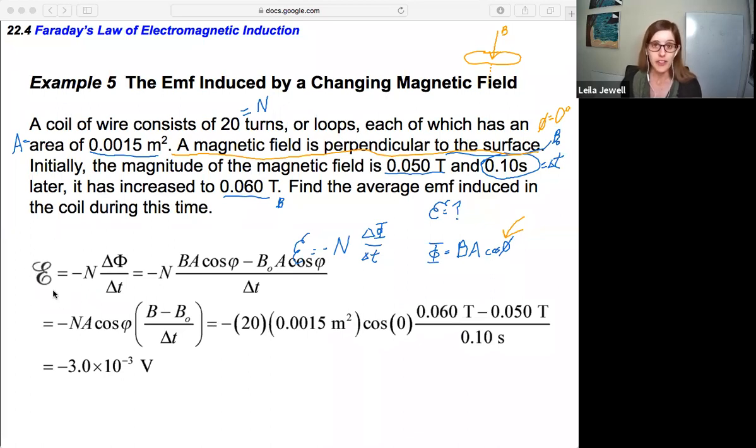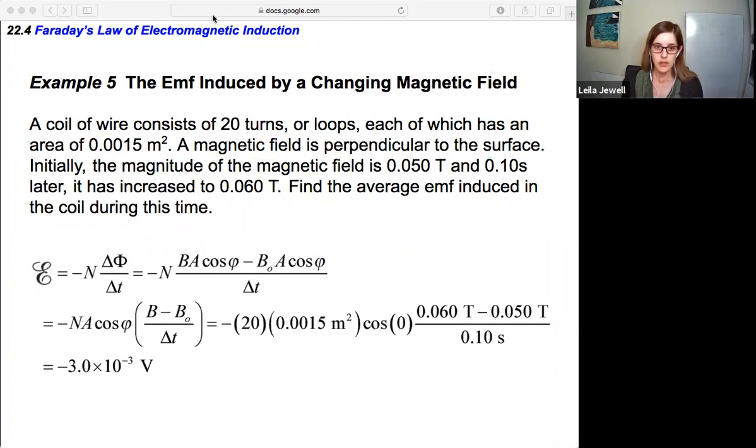So we have Faraday's law. The EMF is negative N times change in magnetic flux over change in time. And if we plug in our flux equation, we have B A cosine phi minus initial B times A times cosine of phi.